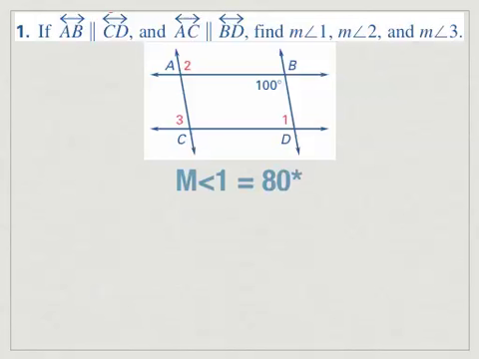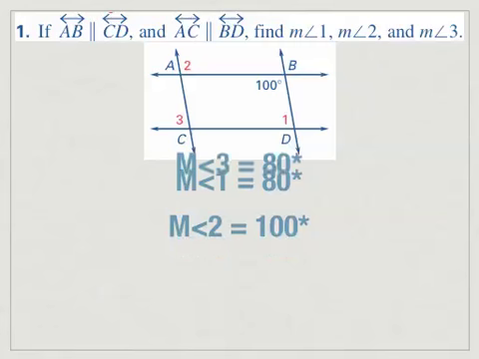Now that you're given angle 1, we're looking at angle 2. If you notice the relationship between angle 2 and the 100-degree angle that we're given, those are alternate interior angles. Because they are alternate interior angles, we know that they are congruent. So the measure of angle 2 is 100 degrees. And then if you look at the measure of angle 3, I'm trying to find a relationship with an angle that I already know. If you notice, angle 1 and angle 3 are corresponding angles. So because the measure of angle 1 is 80 degrees, the measure of angle 3 is 80 degrees.